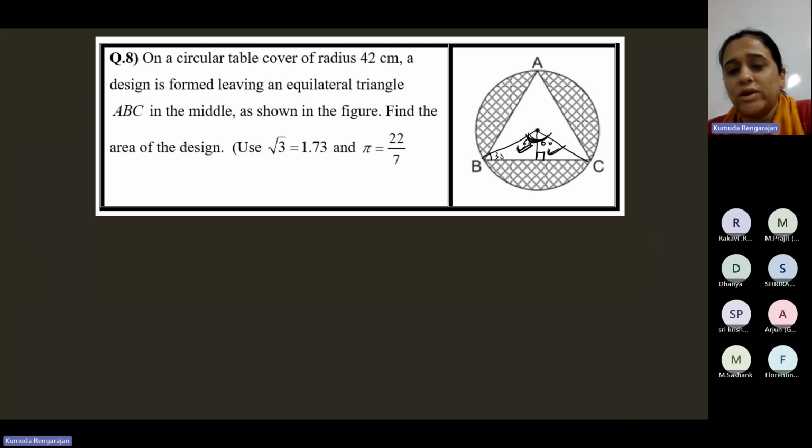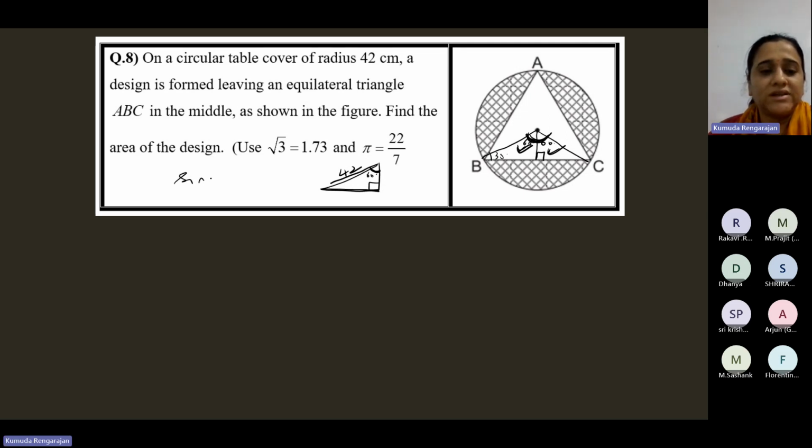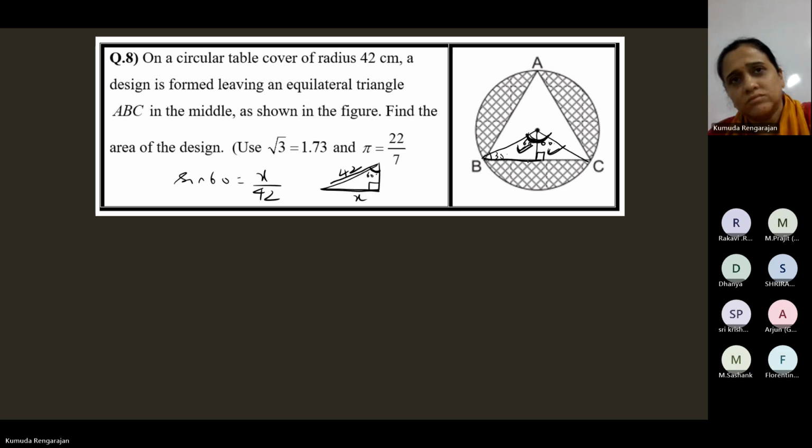So by CPCT, this is 120, 60, 60. So you can use this right triangle with the 60 degrees angle and 42 centimeters here. It will be sine 60 equals opposite by hypotenuse, x by 42. Like this, you can find x, and double it to get BC. And then the same thing: pi r square, root 3 by 4 a square, and subtract.